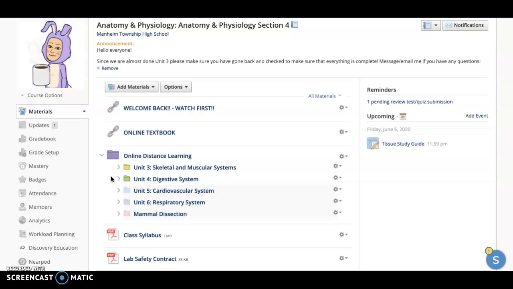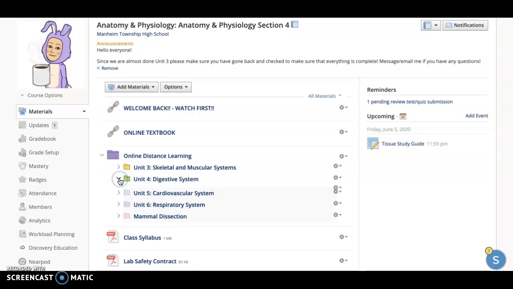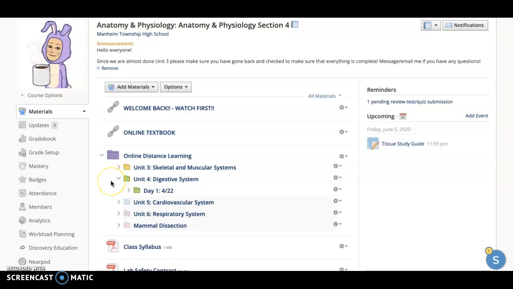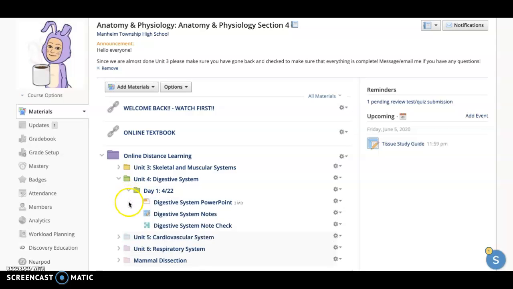Alright, so Unit 4 is the digestive system, so I'm going to try to find some cool stuff for us to do. Maybe try to find some interactive things, but before we do that, you guys need to learn a little bit about the parts of the digestive system. So for day 1, what I'm going to have you do is go through the PowerPoint.